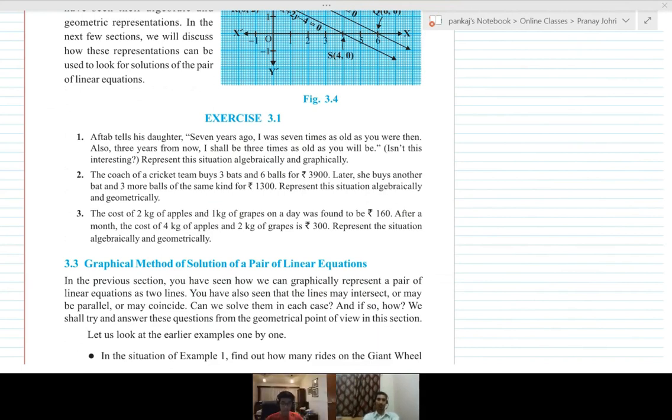Pencil, scale, eraser, everything's ready. So we are ready for the mission graphing. We'll do from the exercise; the solved examples you can try on your own. In the questions we have to do both, representing it algebraically and then graphically.